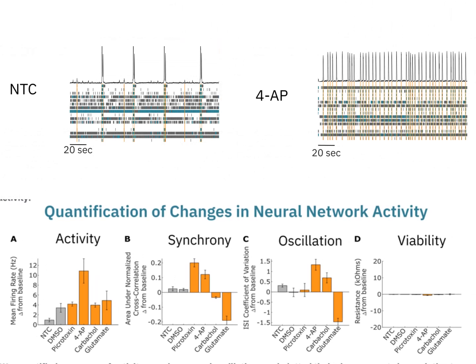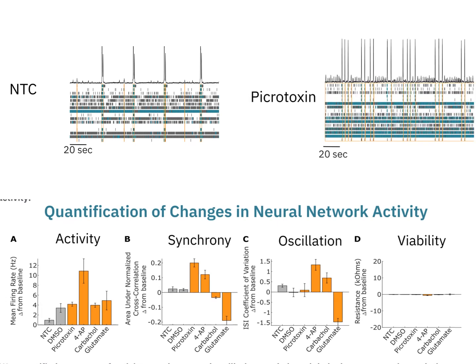We dosed DIV-14 primary rat cortical neurons with 4 drugs with distinct mechanisms of action and compared the functional activity to no treatment and vehicle controls. While the drugs we chose tend to be those that increase excitability in a network, the way in which that manifests in network activity may be different depending on the mechanism. 4AP, a potassium channel blocker, caused an increase in mean firing rate, an increase in synchrony, and an increase in oscillations. Picrotoxin, a GABA antagonist, also increased activity and synchrony, but did not have much of an impact on oscillations.